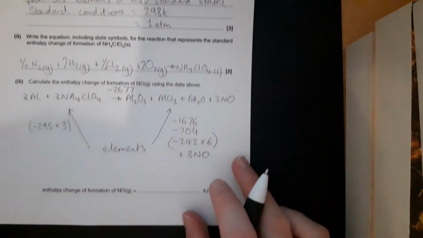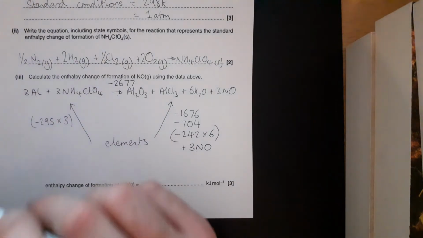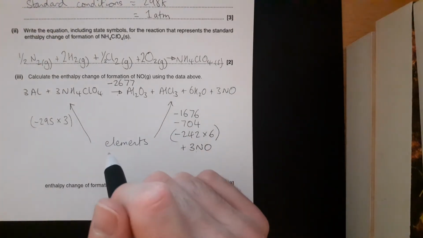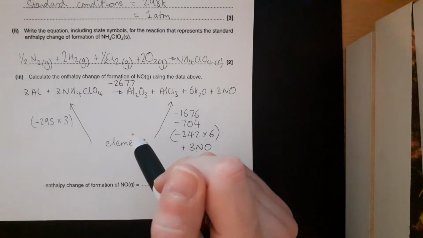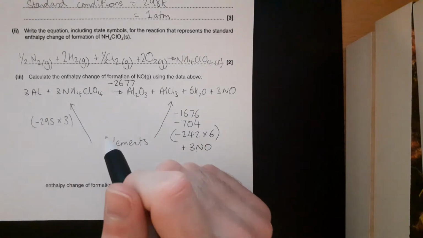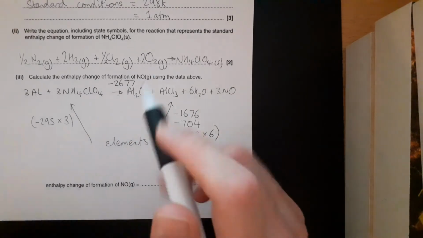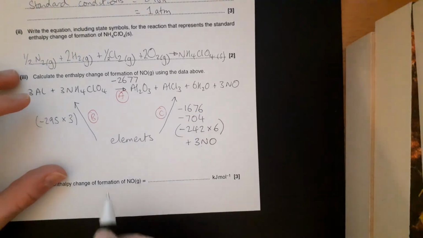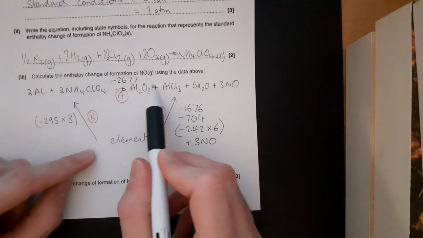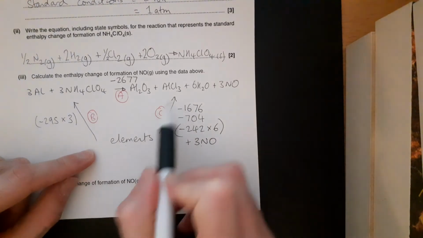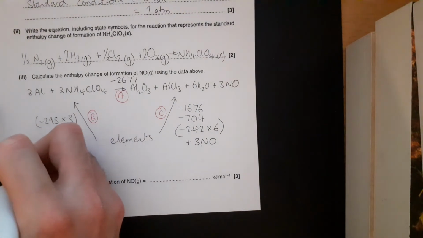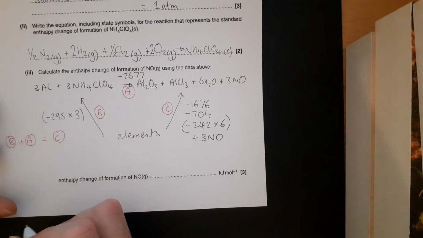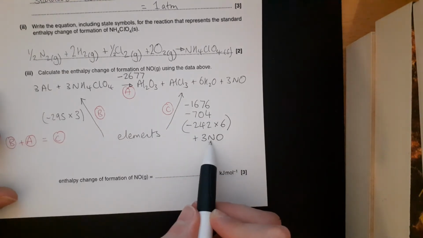This is a bit of an awkward one, but we can do it through the same logic. We are looking for 2 routes that start in the same place and end in the same place. Remember, Hess's law says it doesn't matter how you get there, as long as you start and you end in the same place, you're fine. So let's call this A, let's call this B, let's call this C. Hopefully you can see I could start on my elements and do B and A, or I could do C, and that would start and end in the same place. So we're saying B plus A equals C. And C is the one we want to calculate.